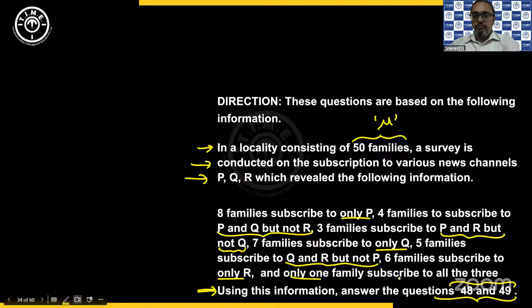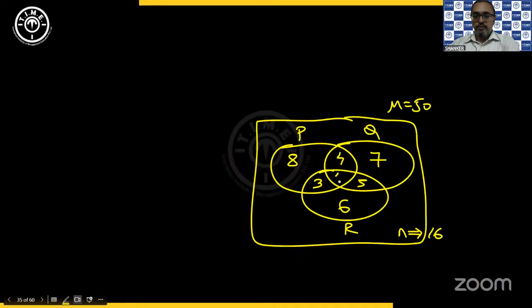And we have only 1, all the 3. So this is 1. N value we know is 60. We found out, so we have all the values. We can simply answer the question.